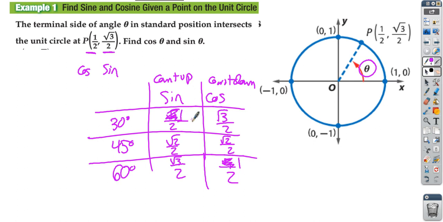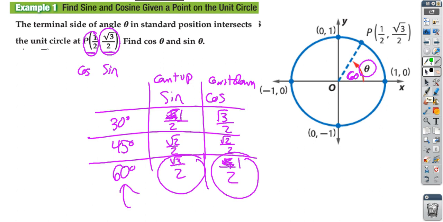So now look at this. What angle has a cosine of 1/2 and a sine of radical 3 over 2? Well, cosine of 1/2 is right here. Sine is radical 3 over 2. That's a 60-degree angle. They didn't ask us to find that, but we could find it by noticing that's 60.